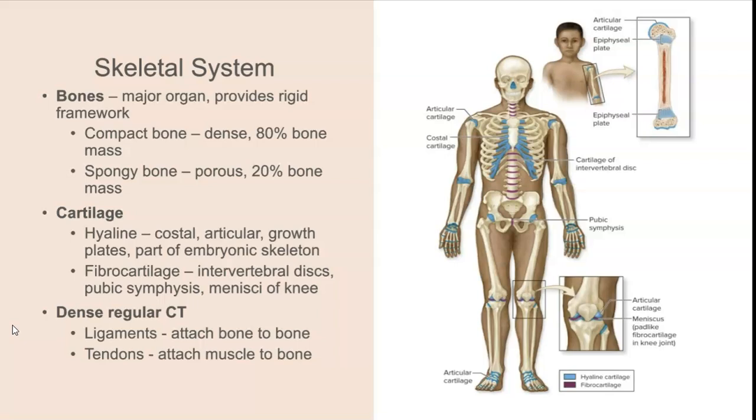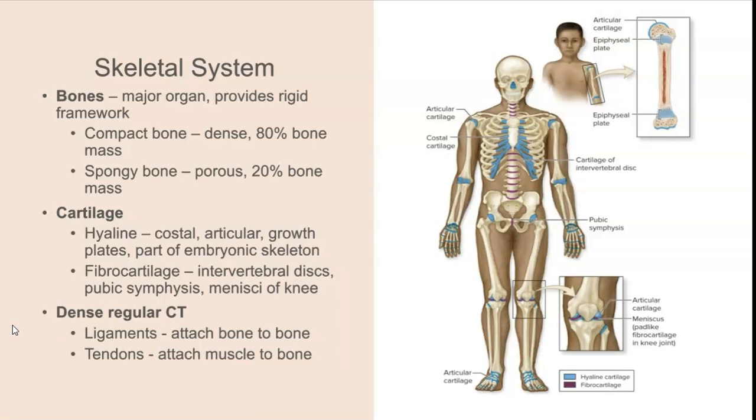Compact bone is very dense, very tightly packed together. It comprises about 80% of your total body bone mass. Spongy bone, on the other hand, is very porous. It's called spongy for a reason. It looks like a sponge. There's lots of space, but the space is not empty. It's filled with bone marrow. Now, your spongy bone is typically going to be found inside a framework of compact bone.